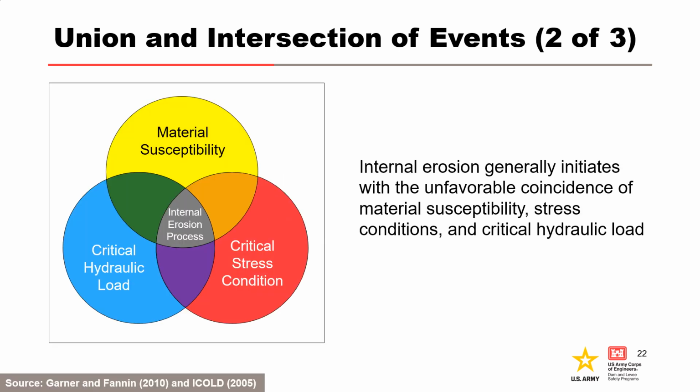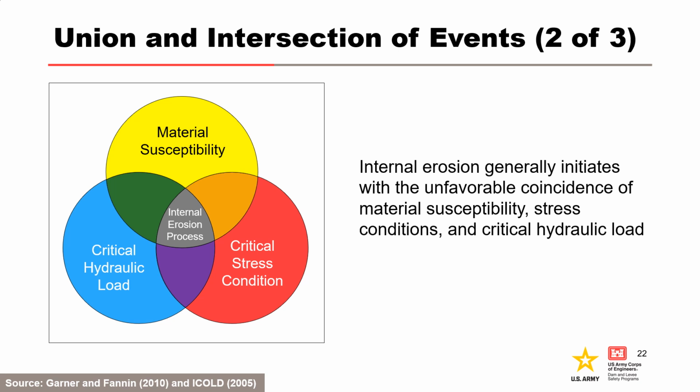A good example of intersection would be the events that define a failure mode. If you've completed DLS104, Best Practices in Dam and Levee Safety Risk Analysis, or DLS208, Risk Assessment of Internal Erosion, this diagram should look familiar. It comes from Garner and Venn, and it illustrates how internal erosion initiates when you have the unfavorable coincidence of material susceptibility, stress conditions, and critical hydraulic load. Take concentrated leak erosion, for example. A continuous crack must be present and loaded. There must be an unfiltered exit, the material must have enough fines to keep the crack open, and the hydraulic and shear stress conditions in the crack must be high enough for it to occur.